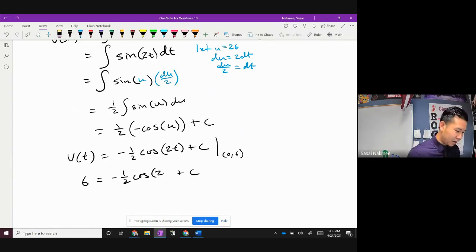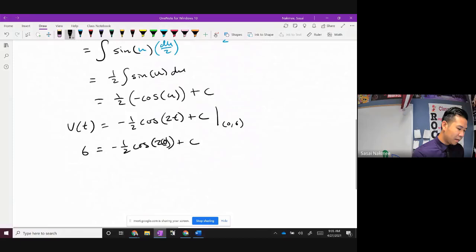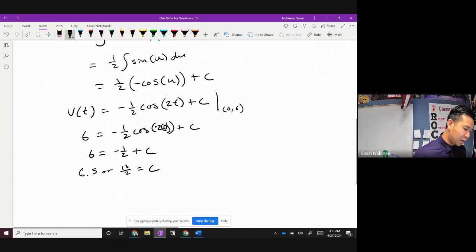We're plugging in a 0 there for t, so I end up with cosine of 0. Cosine of 0 is negative 1. I'm sorry, what the heck are you saying? Get it together. Cosine of 0 is 1, multiplied by negative 1/2. You're going to end up with 6 is equal to negative 1/2 times 1, which is a negative 1/2, plus c. Add the 1/2 to the other side. You can write this as 6.5 if you want, or as a fraction, which would come out to be 13 over 2. However you want to write it, both are perfectly valid. Now that I have that c value, my velocity function can be written out like so.